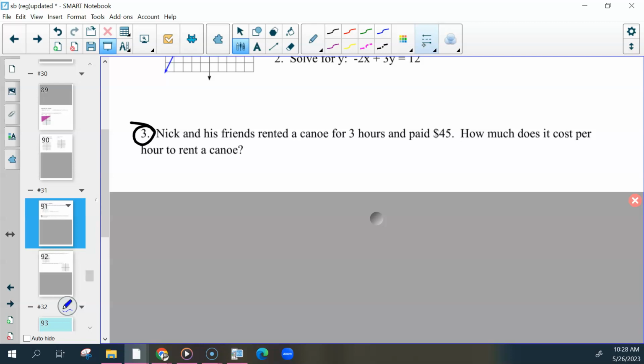For number 3, Nick and his friends rented a canoe for 3 hours and paid $45. How much does it cost per hour to rent a canoe? So that's what we don't know. Let's call that X.